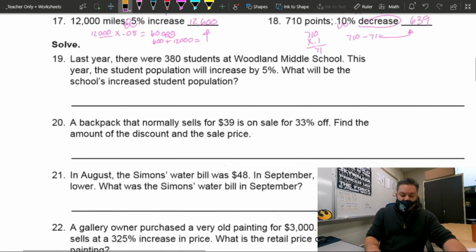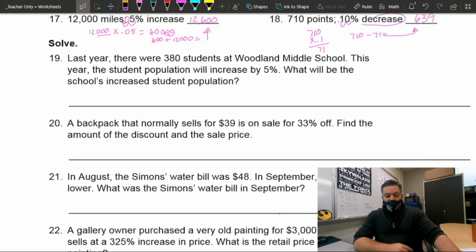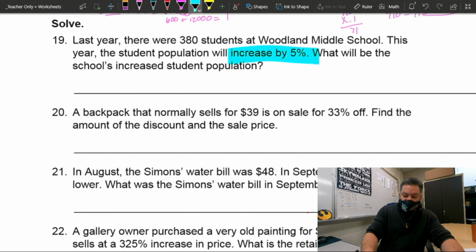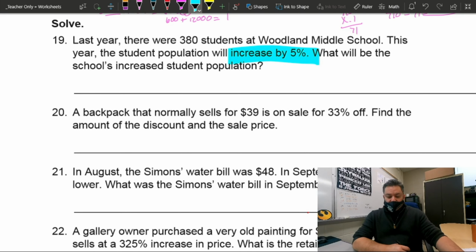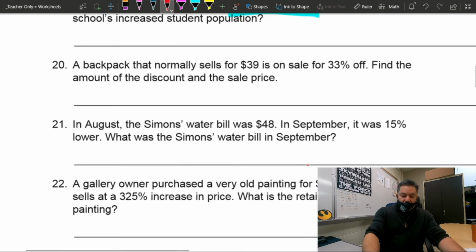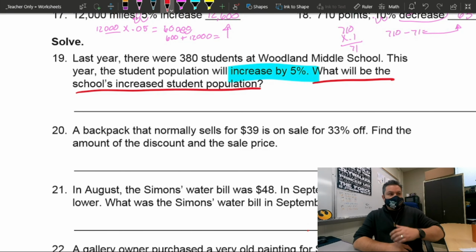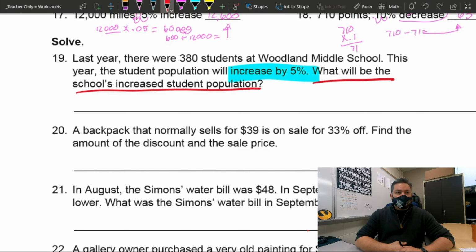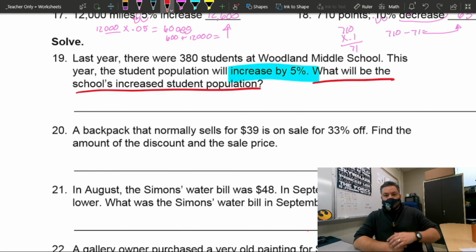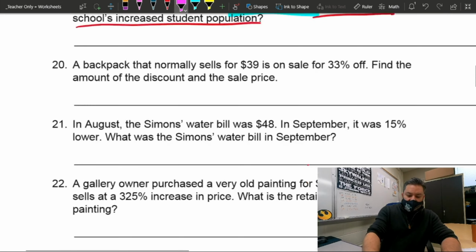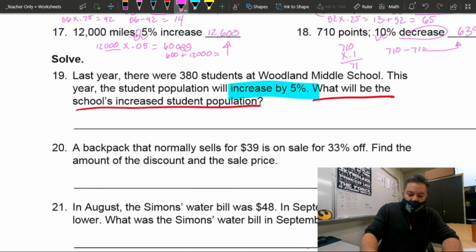So number 19. Last year, there were 380 students at Woodland Middle School. This year, the student population will increase by 5%. What will be the students' increased population? So how many more students are there? Yes, exactly. We're going to have to add at the end. So, step 1, what is my original? 380 is going to be my original.